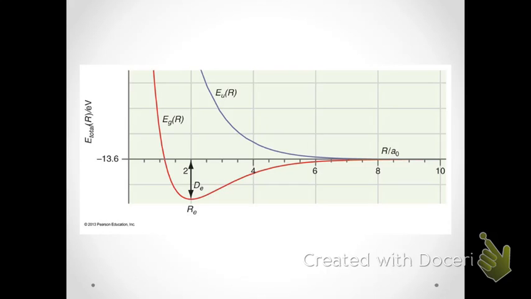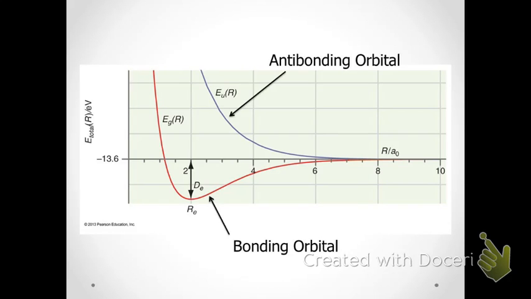Here are the electronic energies associated with these two orbitals. We'll note the bonding orbital has our familiar potential well that we've discussed before, which indicates a stable bond, but the antibonding orbital has no well. It is sometimes referred to as a repulsive potential and is less stable than the atomic orbitals themselves. So the antibonding orbital actually is a destabilizing factor in the molecule.